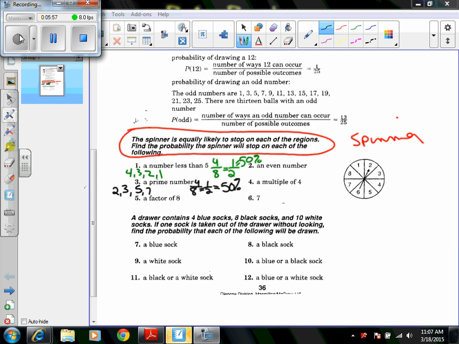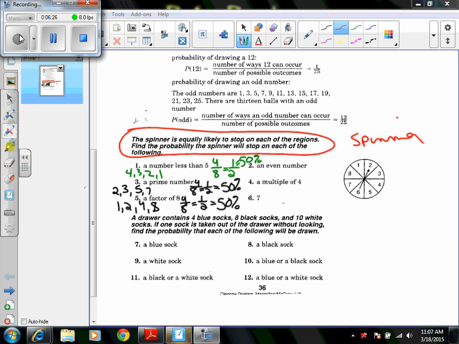Okay, now let's look at a factor of 8. Okay, all my numbers that I can multiply together to get 8 are factors. So 1, 2, 4, and 8. Again, I have a 4 out of 8 chance of getting a factor of 8, which is equal to 1/2, which is also equal to 50%. All right, let's move back up here. I see I didn't go in number order, but that's okay.